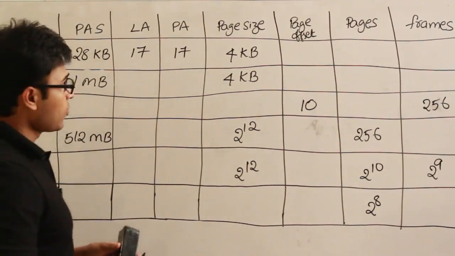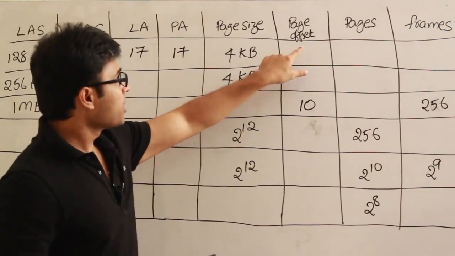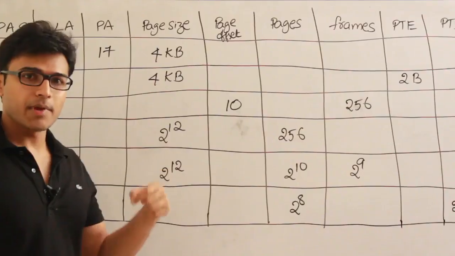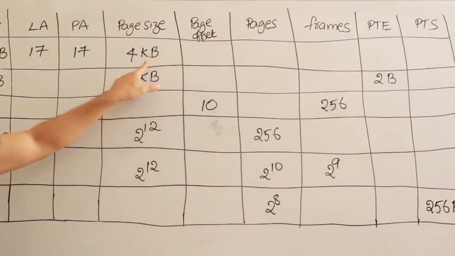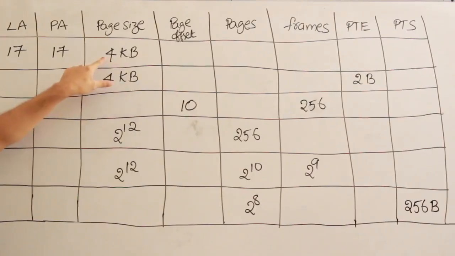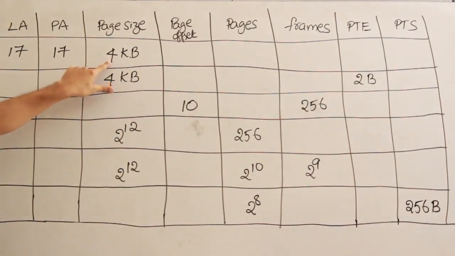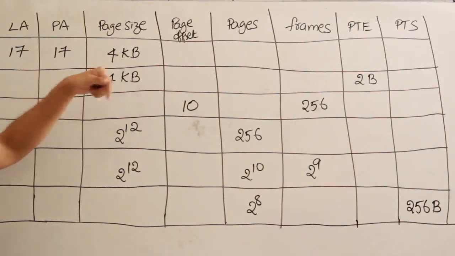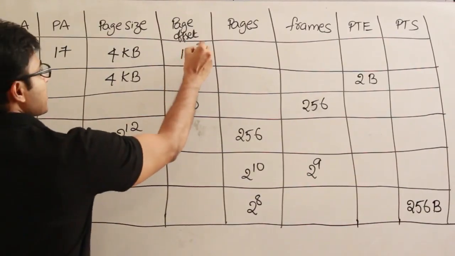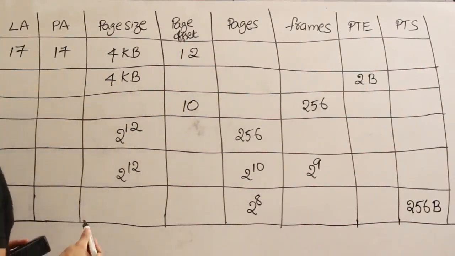And then what about the page offset? Page offset is the number of bits required to address a byte in the page. This depends on the page size, and the page size is 4 KB, right? How can you write 4 KB? It is 2 power 2 into 2 power 10, which is nothing but 2 power 12. Therefore, how many bits are required in page offset? 12 bits. Got it? Fine.